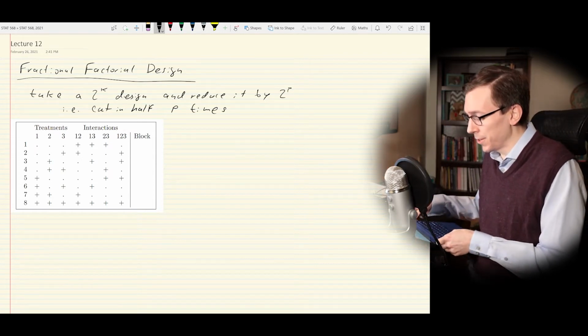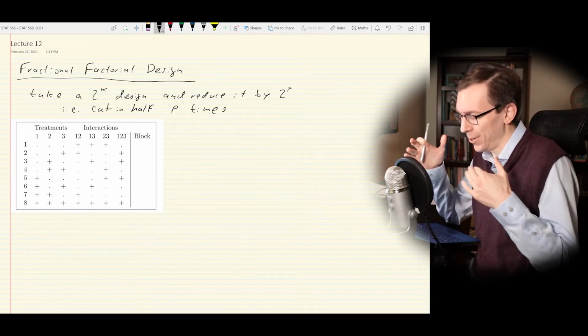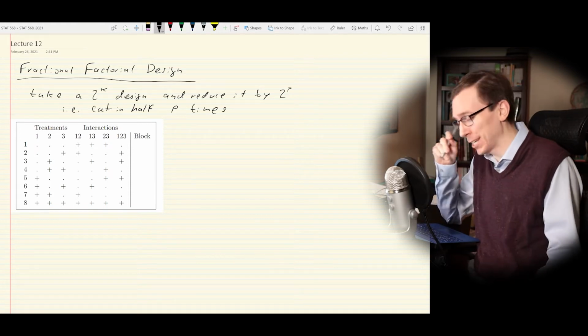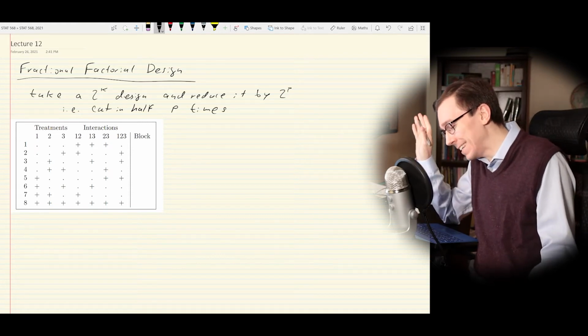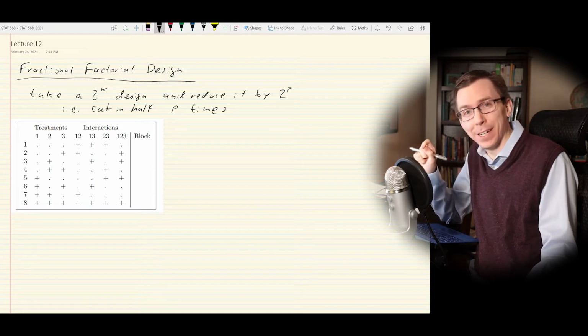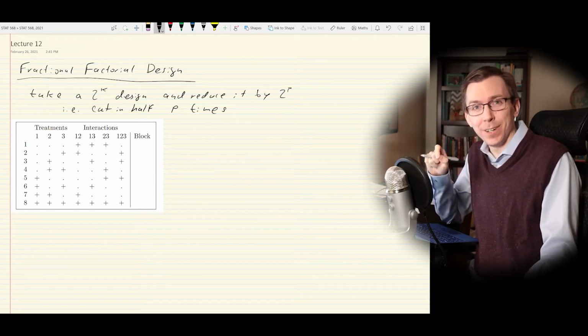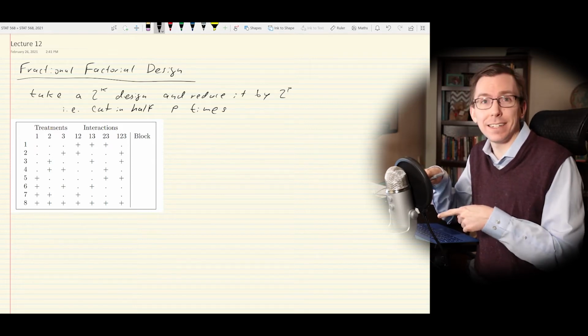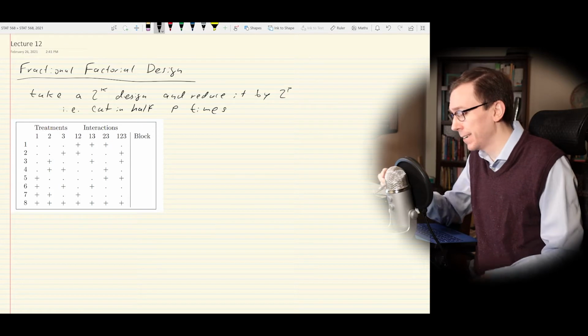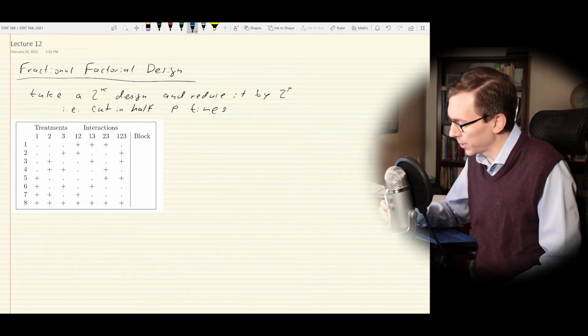And what we're going to do, though, is we need to know how to cut it in half p times, because we can't just start throwing out any data point we want, right? We have to very precisely choose which data point, which treatments to keep and which treatments to throw out. That's the rows in this table that I have here. We have to decide which rows do I want to keep and which rows do I want to remove.